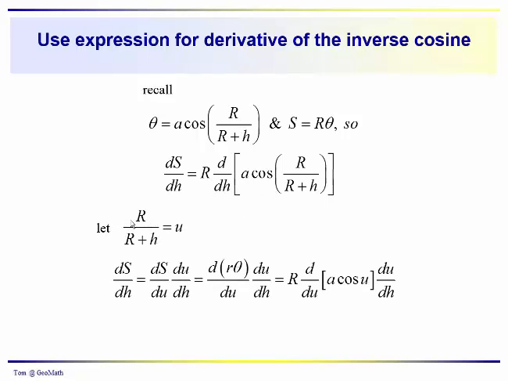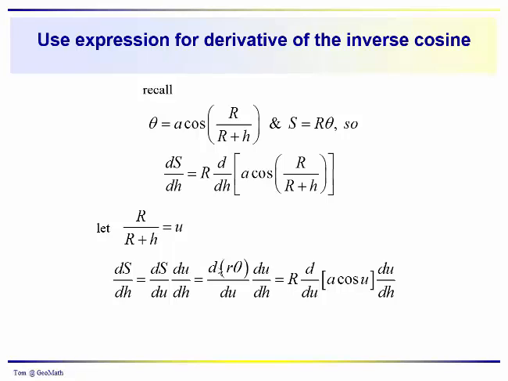We're going to do this in a chain rule fashion. We'll let r over r plus h equal u, so this is going to be equal to u. Then we're going to do it in a two-step fashion. We'll have ds/dh equal to ds/du, that's our u over here, and then we have to calculate the derivative of r over r plus h.